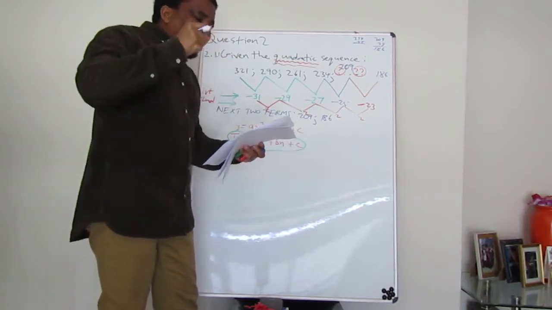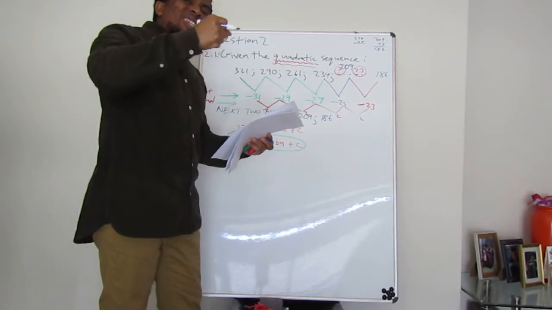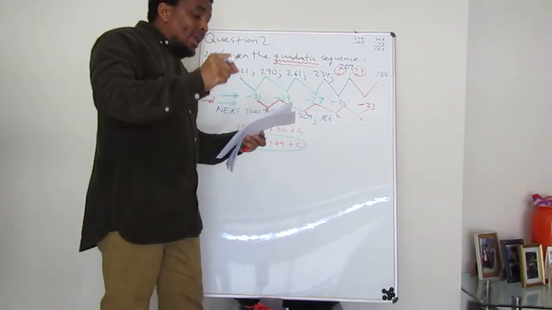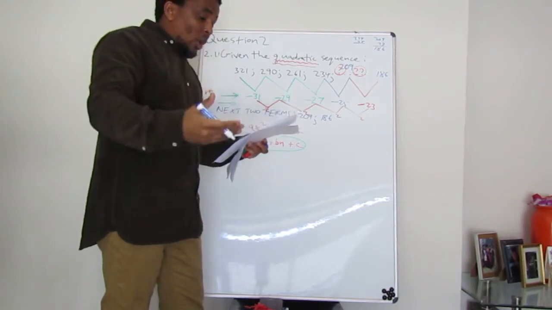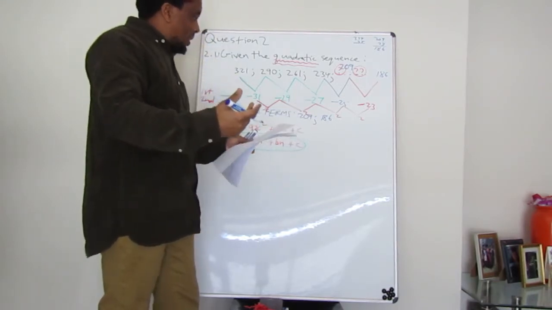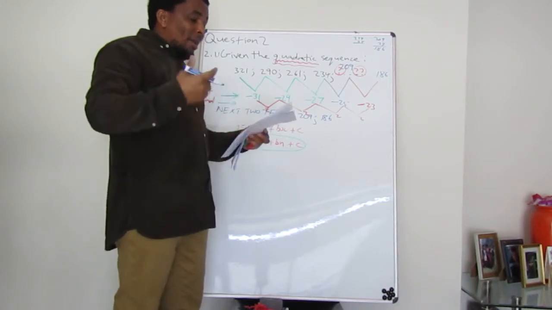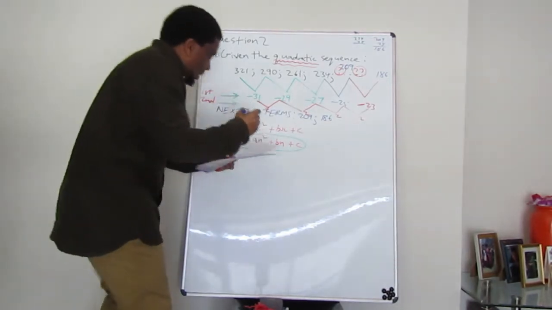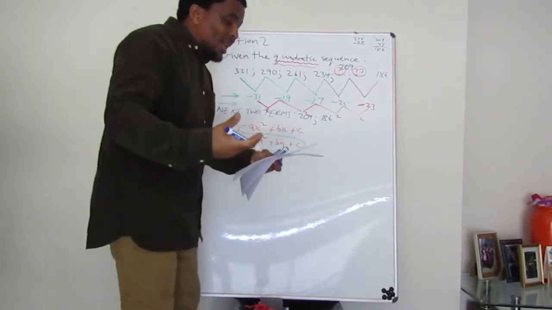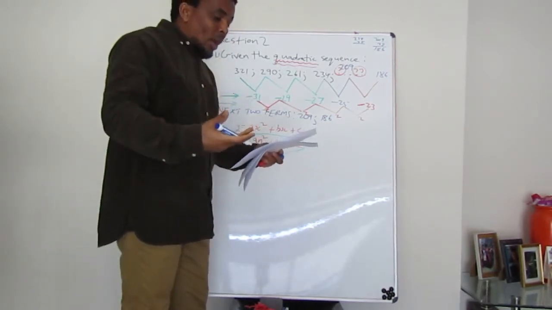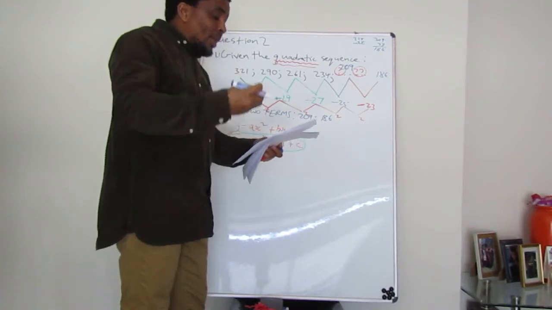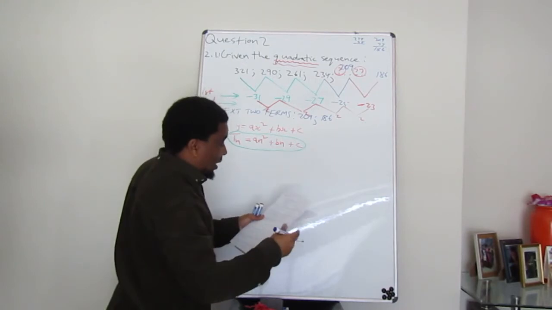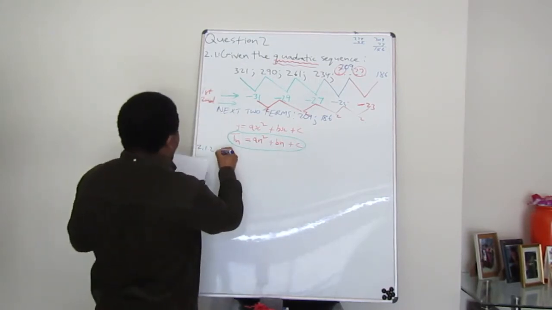Determine the general term of the sequence in the form Tn is equal to an squared plus bn plus c. So the question said here what? Determine the general term of the sequence in the form of Tn is equal to an squared plus bn plus c. Okay, let's write it down.